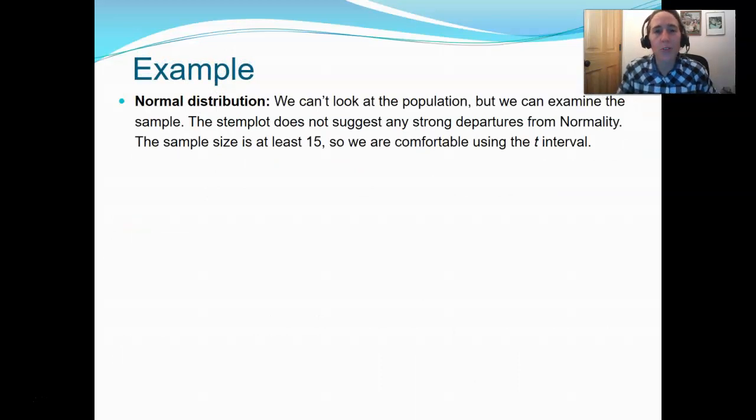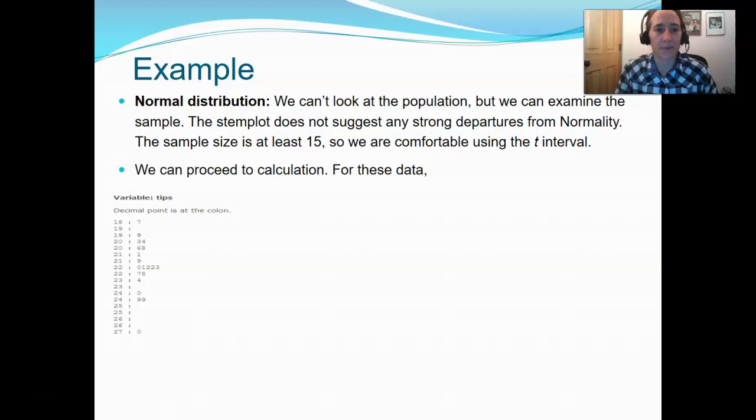What can you do to ensure that you have a normal distribution with your sample? Stem leaf plot. You could do a histogram on your calculator. Ask your calculator to do a histogram and check it out. Make sure it's roughly symmetric. Stem plot doesn't suggest any strong departures from normality. Sample size is 15, so we're comfortable with using the t-interval. We can proceed with the calculation.